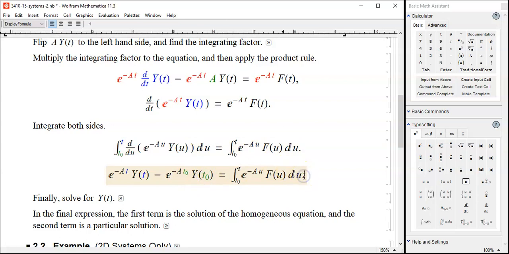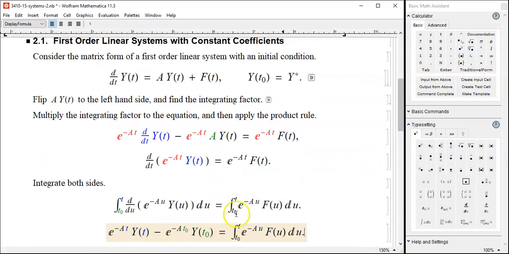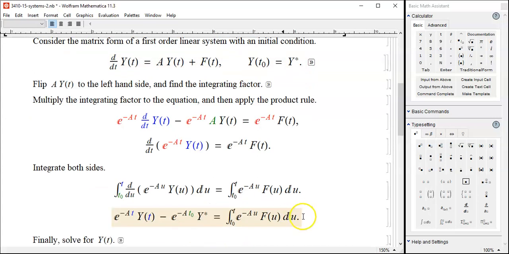Do you see those blue and green substitutions? They are coming from the definite integral of the derivative and the fundamental theorem of calculus. And then make a final observation here. What is this y of t0? That's actually the initial condition here. So replace that with y star. And that's how it was written originally. So it's all right. So we took care of the definite integral.